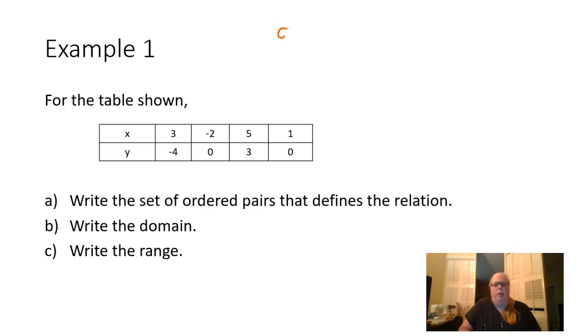Okay, for part A, the ordered pairs which define the relation will be positive 3, which goes with negative 4, and negative 2, which is paired with 0, and positive 5, which is paired with positive 3, and positive 1, which is paired with 0.